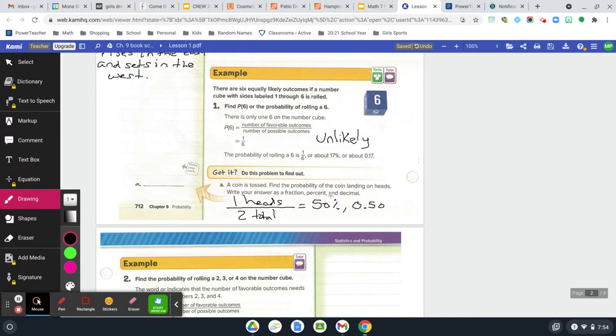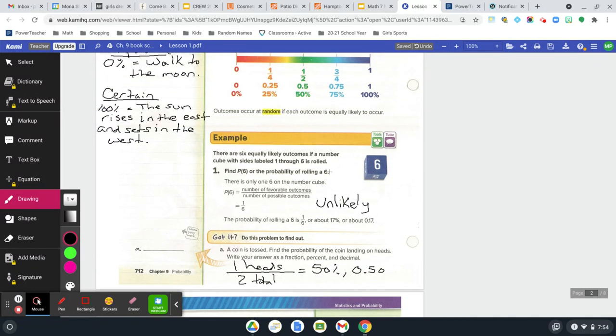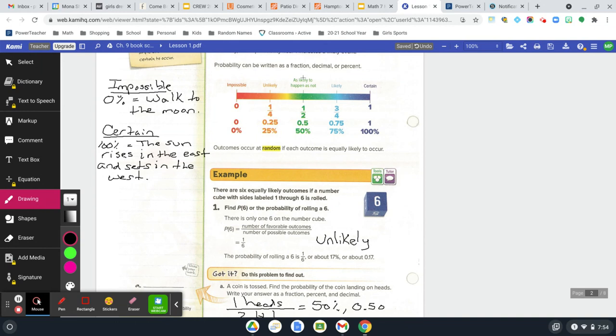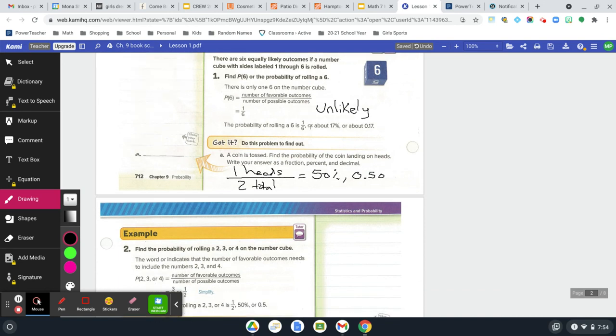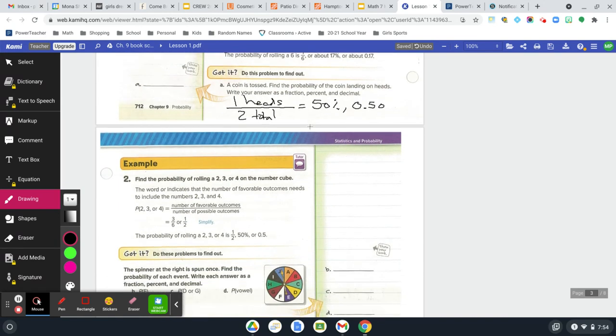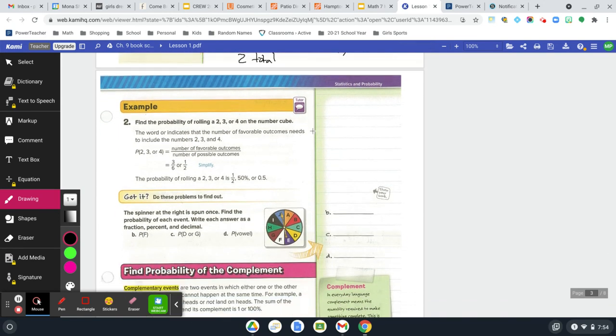And so at 50%, for you to flip the coin and get heads, that's as likely to happen as not. As likely to happen as not, which means you have a good chance of getting it, but you also have the opposite chance of not getting it. So half and half, right? Okay, let's keep going and look at number 2.